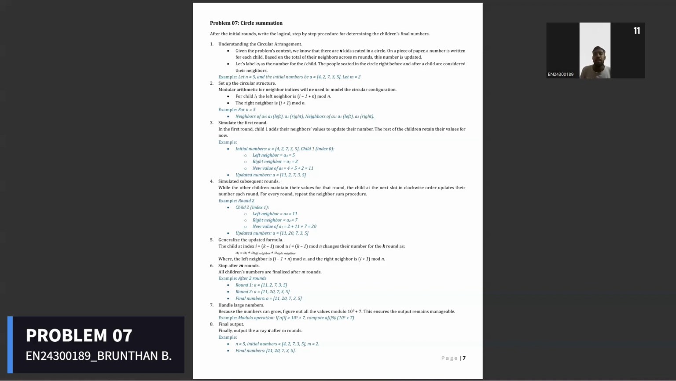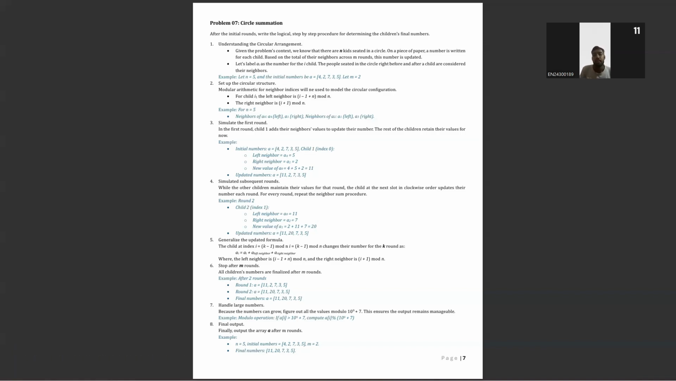Round 2 updates child 1. A1 is equal to 2 plus 11 plus 7, which is equal to 20. A is now 11, 20, 7, 3, 5. Repeat for m rounds. Handle large numbers: apply Ai mod 10 to the power 9 plus 7 if necessary. Final output: after m rounds, output the final array.